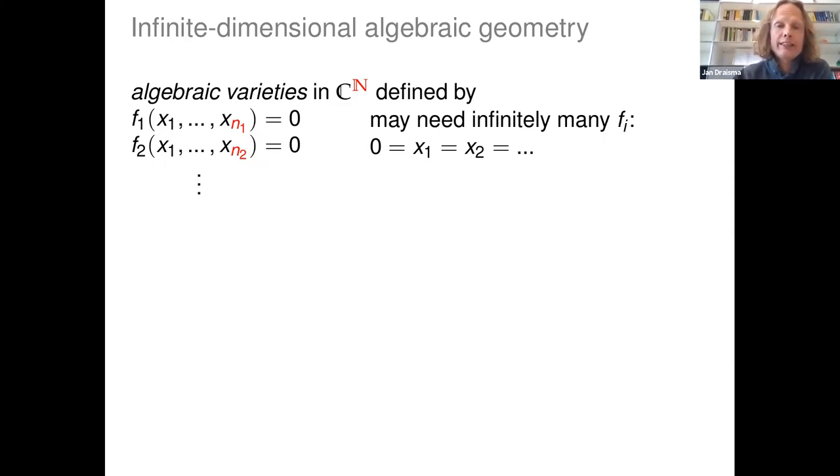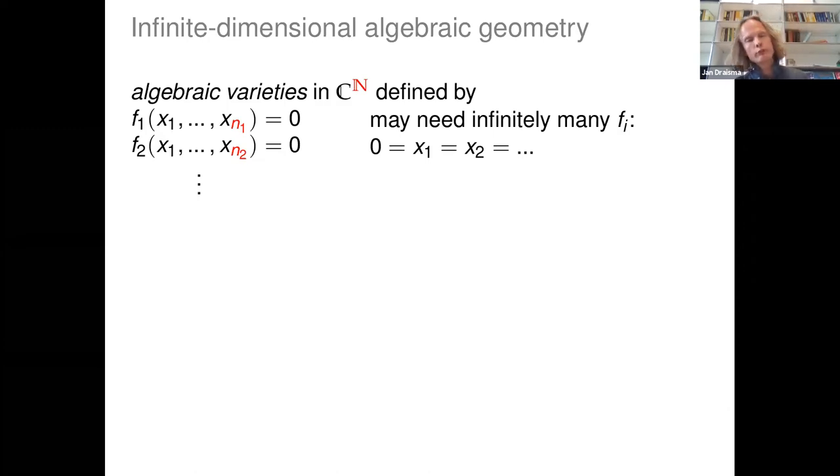Now, it's easy to see that sometimes you need infinitely many equations, because if you want to describe just the origin in C^N, then this is an algebraic variety defined by the equations x1 is 0, x2 is 0, and so on. And obviously, you cannot leave out any of these equations. None of these is redundant.